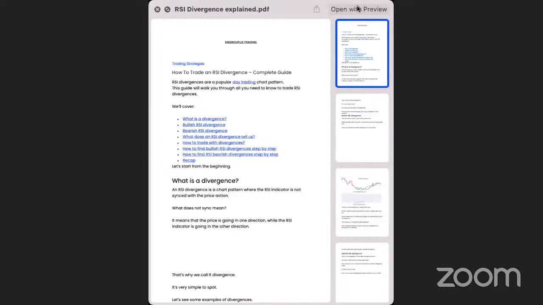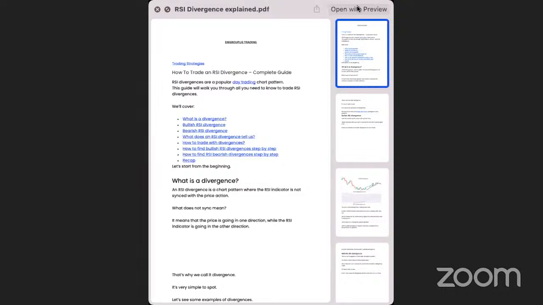Let us start from the beginning. What is a divergency? An RSI divergency is a chart pattern where the RSI indicator is not synchronized with the price action. What do I mean to sync with the price action? It means that the price is going one direction while the RSI indicator is going in another direction.